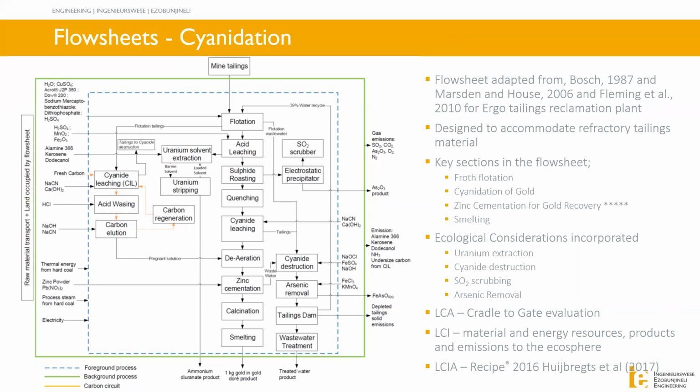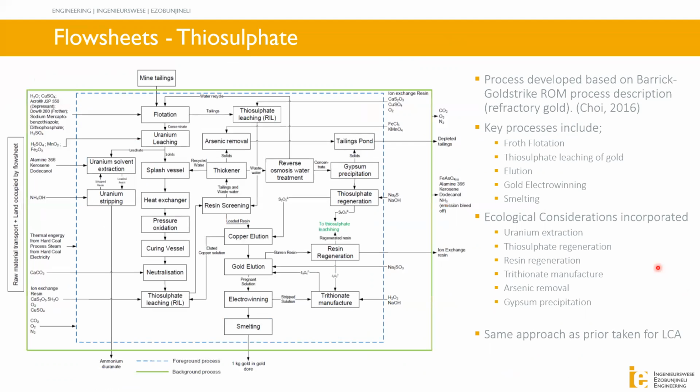Then finally, life cycle impact assessment was performed, and this involves the classification of the LCI data to an impact category and then translating this data to environmental impact categories. So the ReCiPe method, which is reported in literature, was used, and this method is also commonly used for mining LCAs. Then onto this thiosulfate flow sheet.